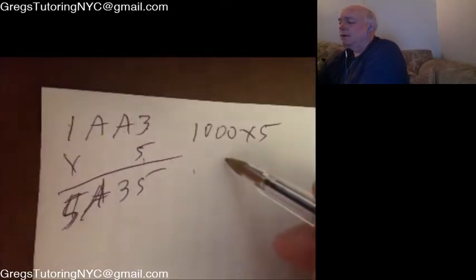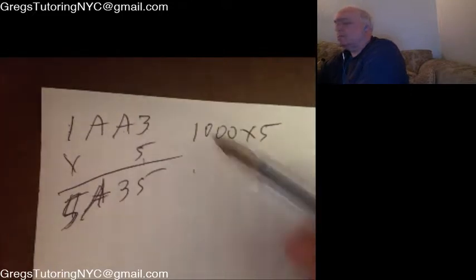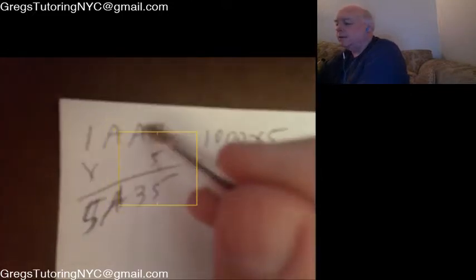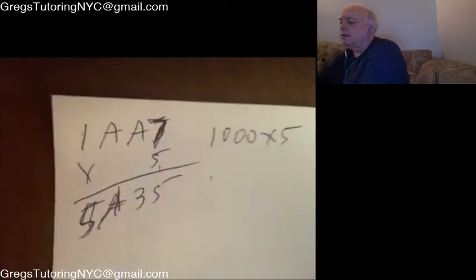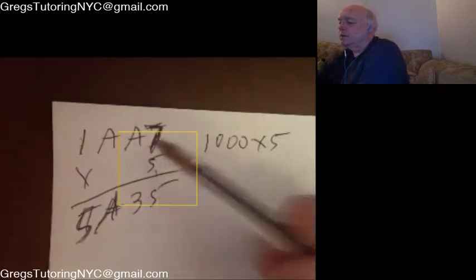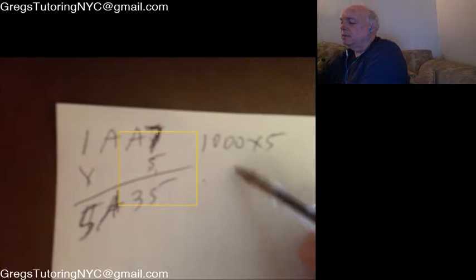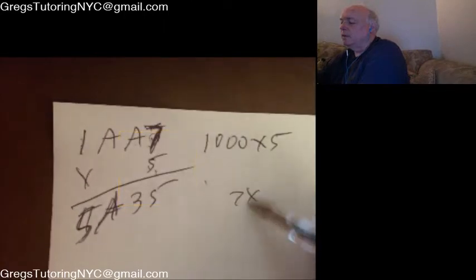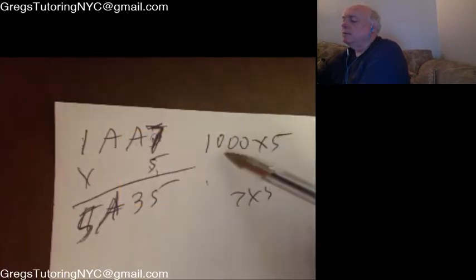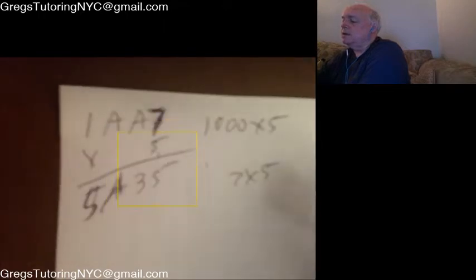We also have, did I write the problem right? No, I didn't write it right. It was that: 1A7. So we also have 7 times 5. We could break it down like this, but this is all going to be added up together.